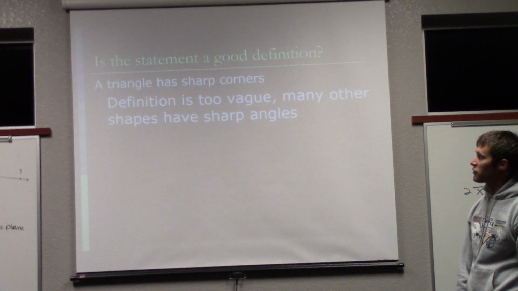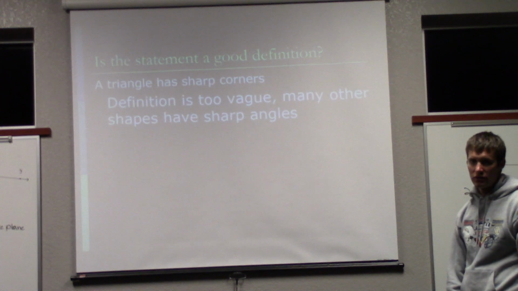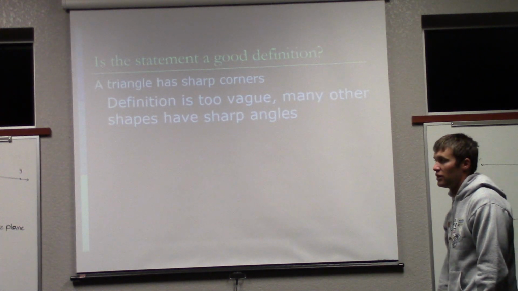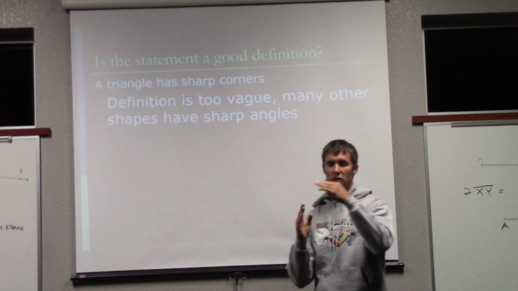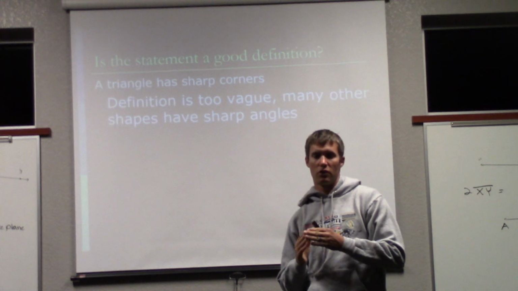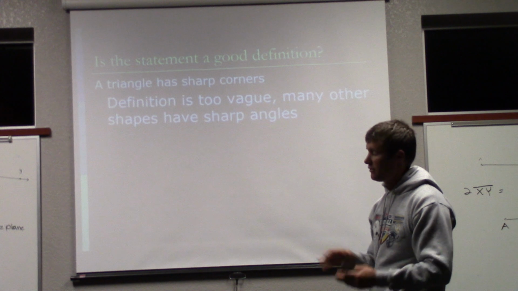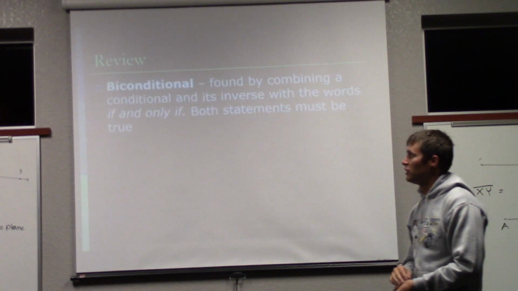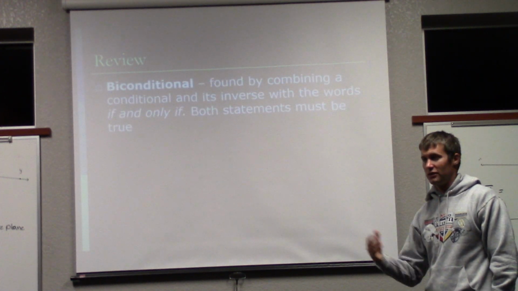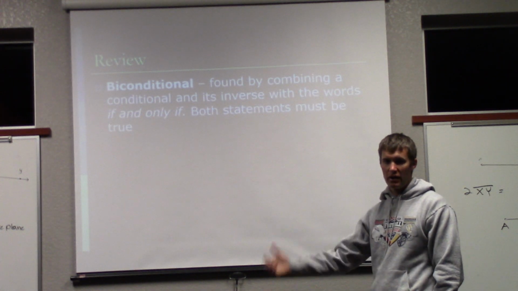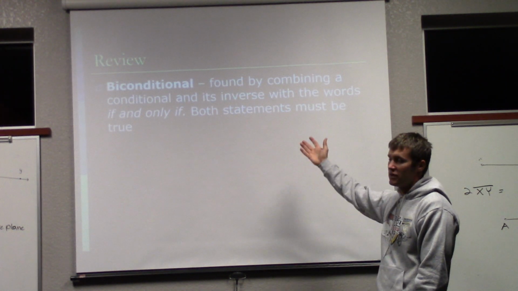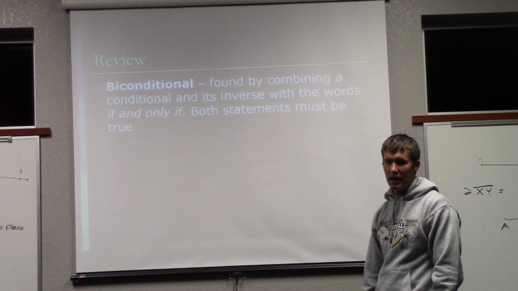A triangle has sharp corners. Is that a good definition? Well, no. Think about a square or a rectangle. Those have sharp corners, right? Very vague, not a good definition. So that's what you're going to be looking at. Is it reversible? If it is reversible, then we can write it as a biconditional. So biconditional, remember, is if and only if.